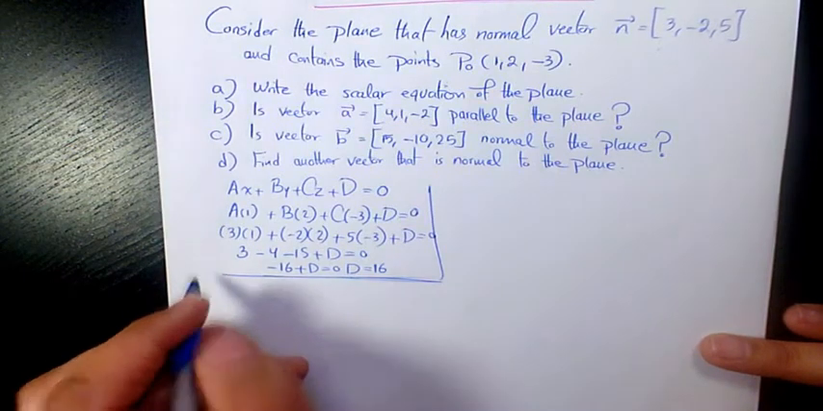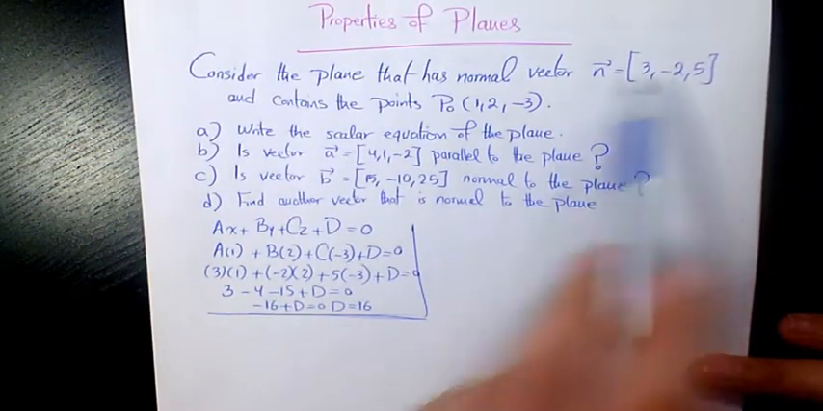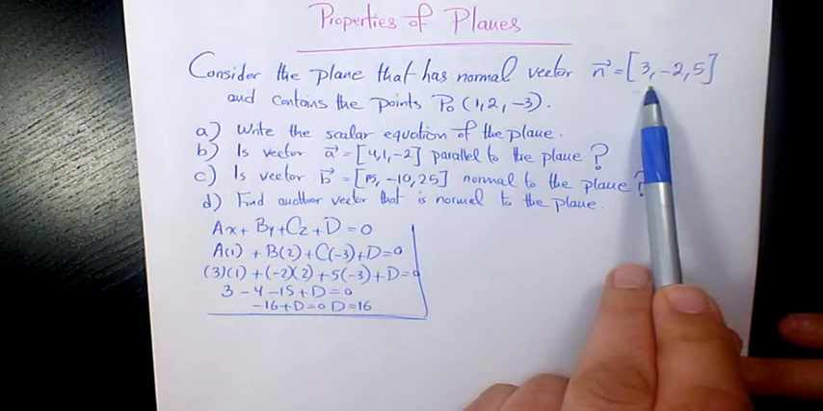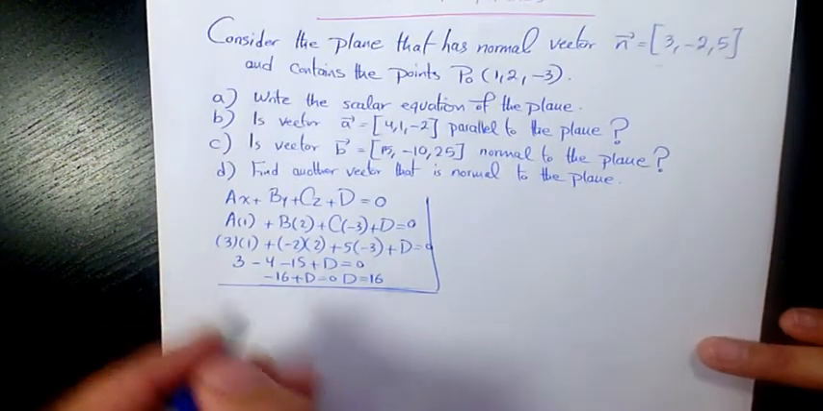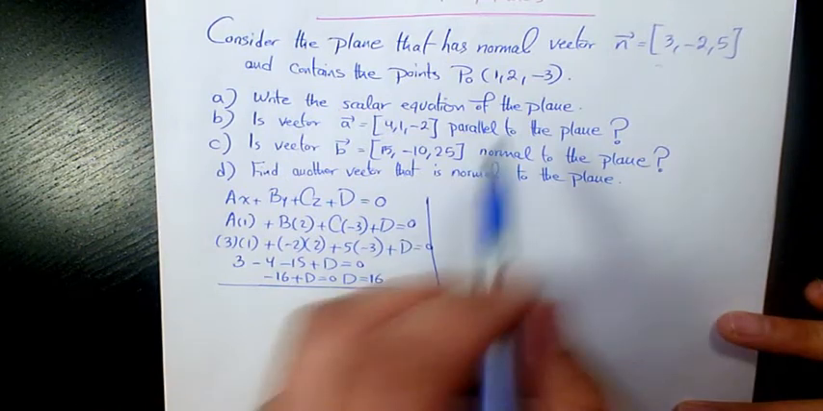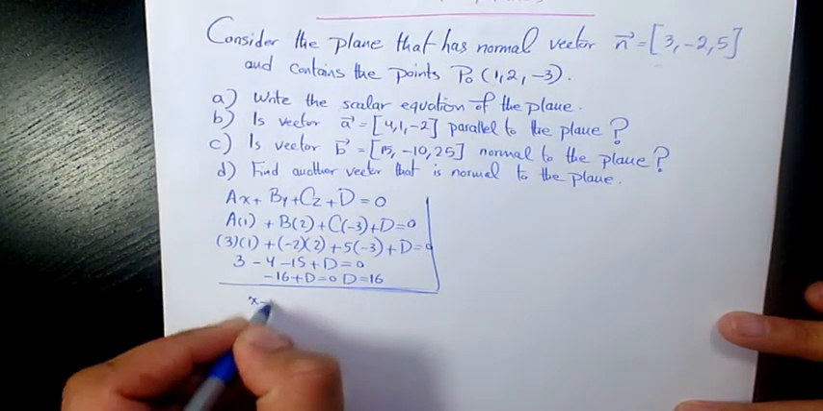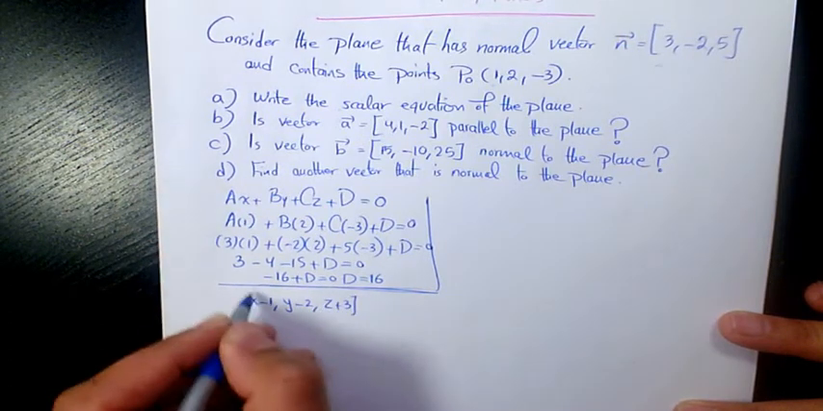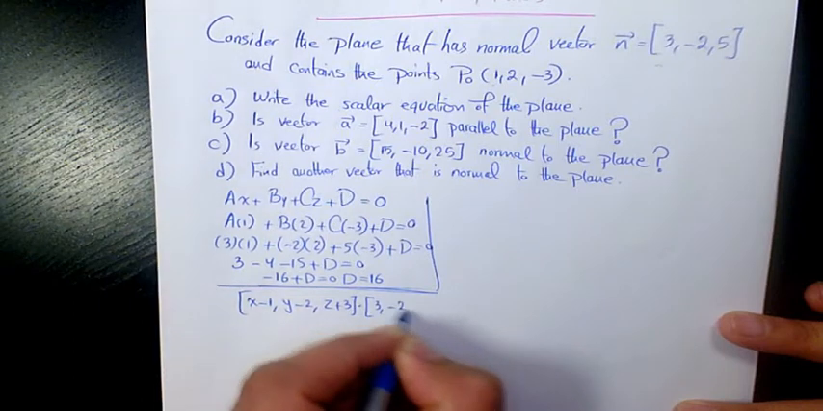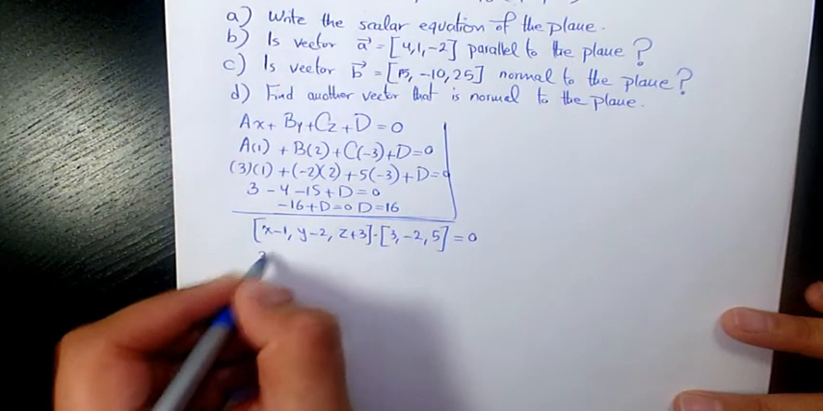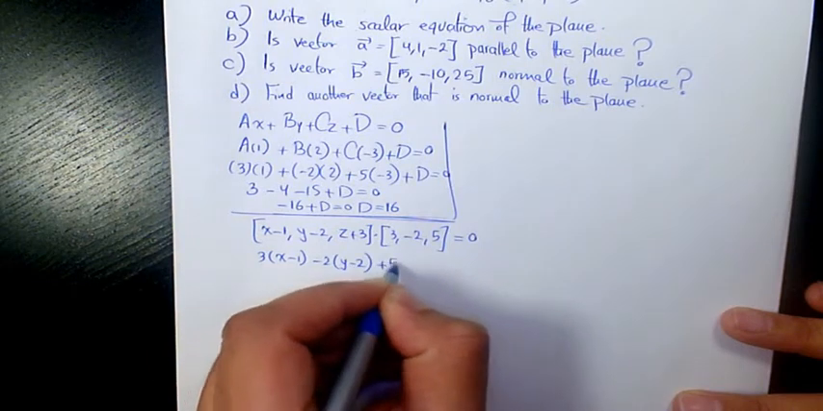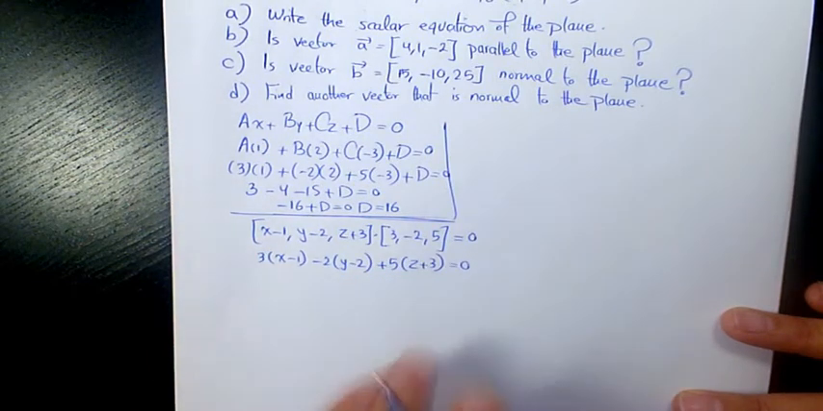There is another method to solve it. Since this one is the normal vector, the dot product of any vector on the plane and this normal has to give you 0. So let's find a vector on the plane. Since this point is given, we can say x minus 1, y minus 2, and z minus negative 3, which is z plus 3. The dot product with 3, negative 2, and 5 must be 0. So when you multiply, this is 3 times x minus 1 minus 2 times y minus 2 plus 5 times z plus 3 equals 0.